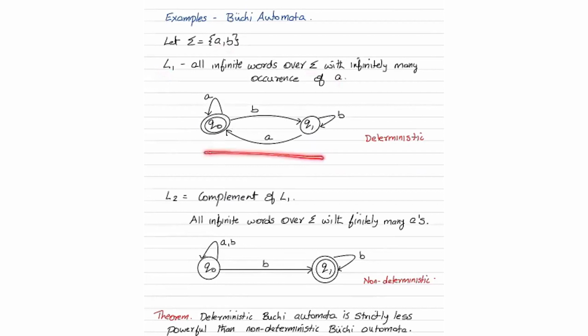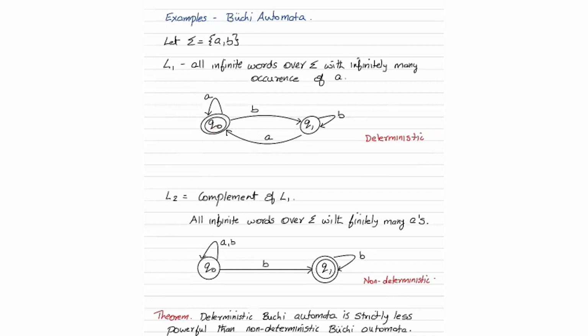So here is a Büchi automaton which accepts the set. Let's see why. Q0 is the initial state. This is also a good state. It's not a final state, it's a good state. If you see an A, you stay in this state.